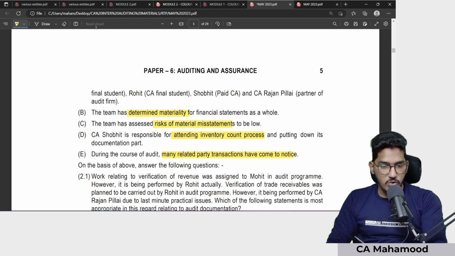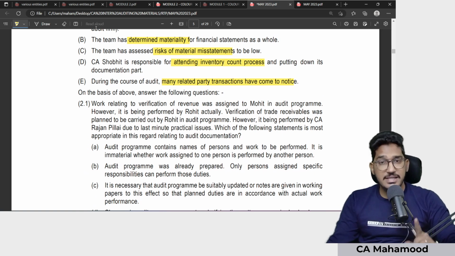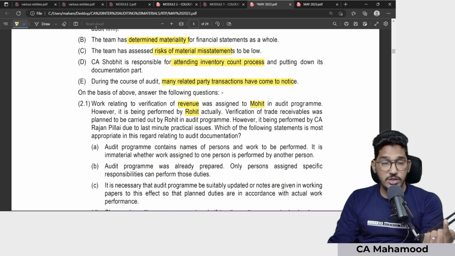So on the basis of the above, answer the following questions. Work relating to verification of revenue was assigned to Mohit in the audit program. So as per the audit program, revenue verification work was given to Mohit. However, it is being performed by Rohit. The work was given to Mohit, but who actually performed it? Rohit performed it.